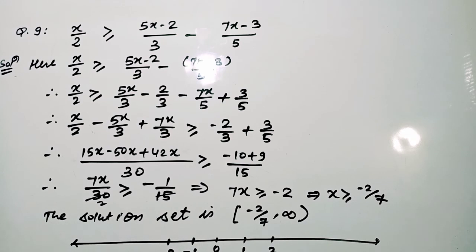So the points from -1 to 0, because -2/7 lies between -1 and 0, so here we are representing -2/7. This will be a dark circle because this is closed interval from -2/7 and open interval at plus infinity. So this represents the solution of the given inequality.